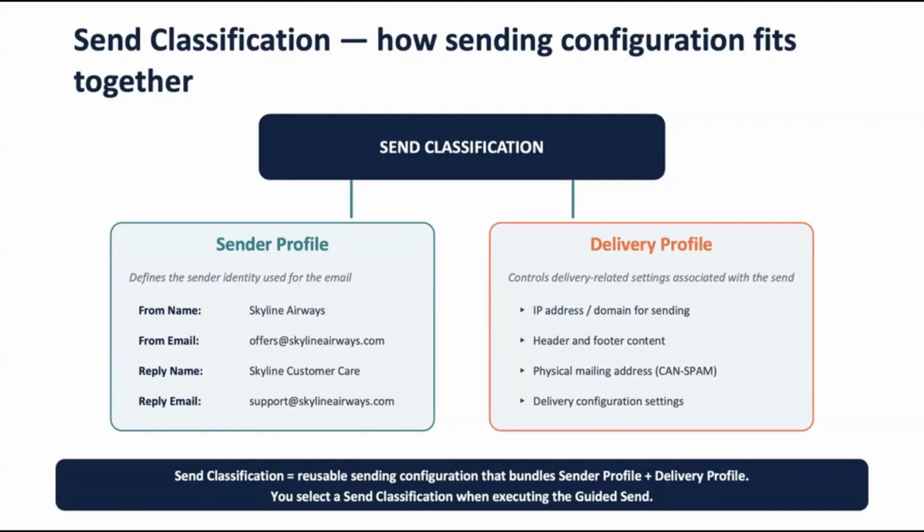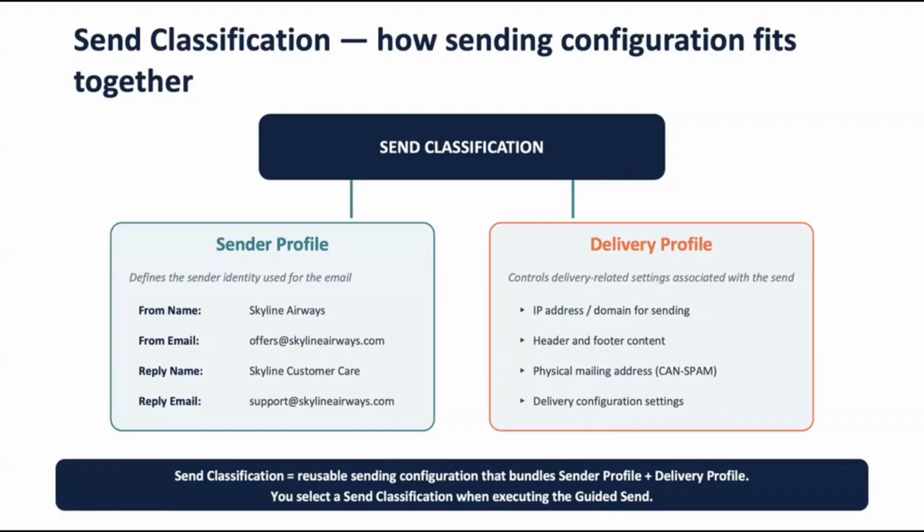Okay, this will contain all delivery related configuration. What is there in delivery is the IP address. The domain will always carry an IP address on the back end, to make sure that it has configuration for sending. And delivery profile is where we can select the header and footer content.